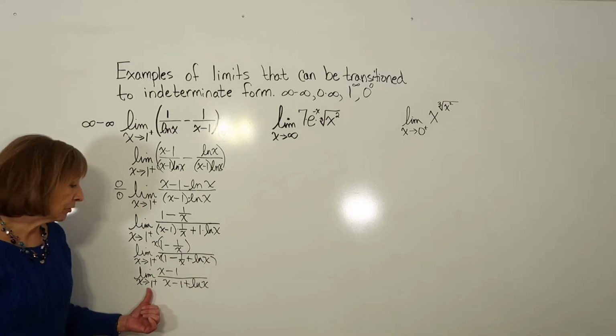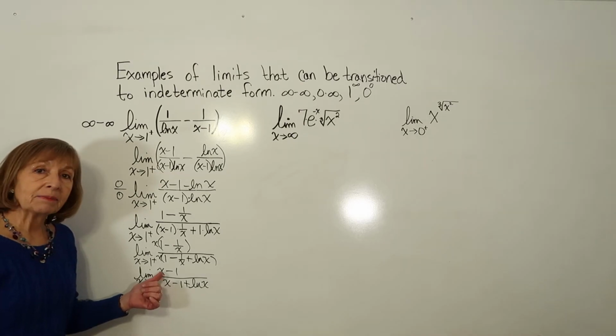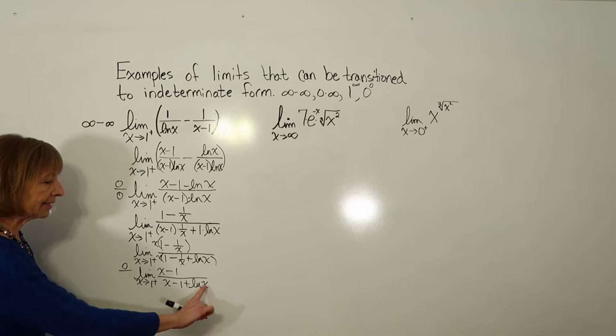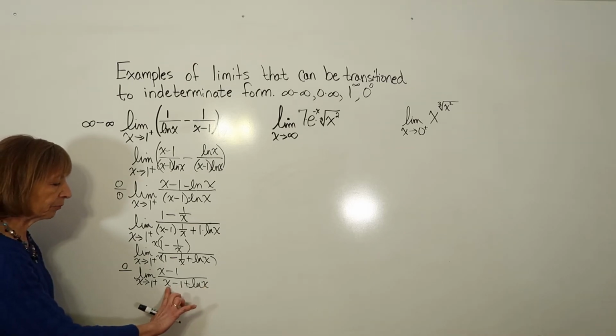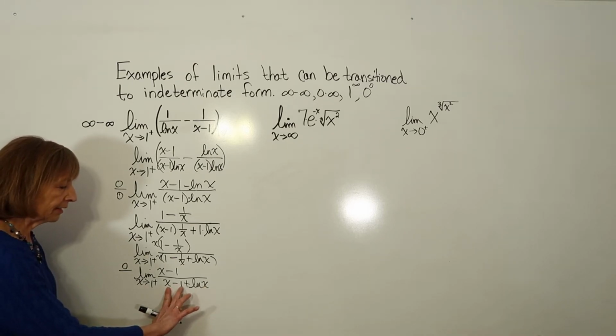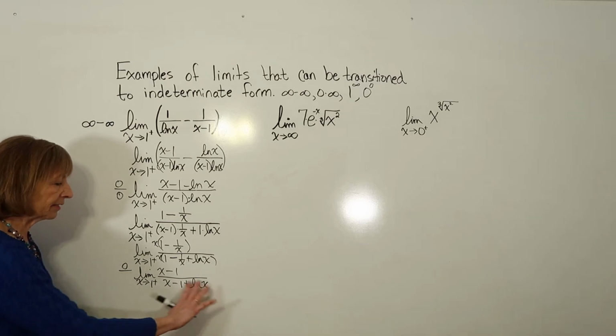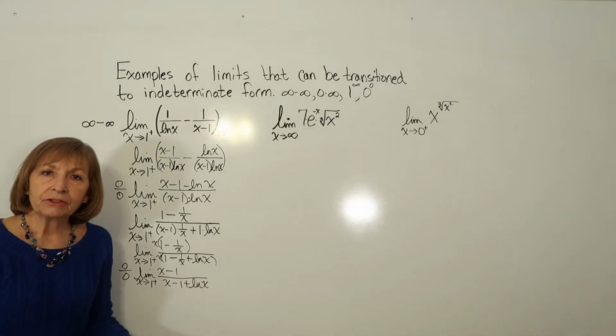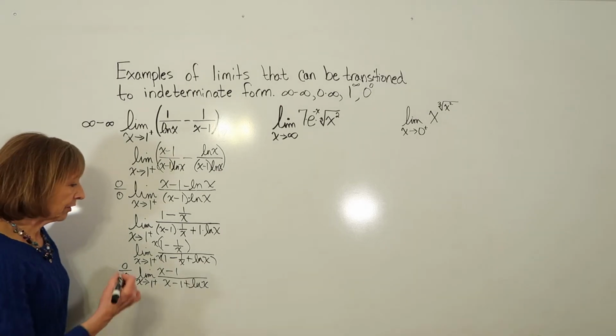Now as x approaches 1 from the right, x minus 1 still approaches 0, and I still get a 0 in the denominator as well. So approaching 1 minus 1, and then approaching 0, so that whole thing approaches 0. I have indeterminate form again, so I can use L'Hopital's rule again.